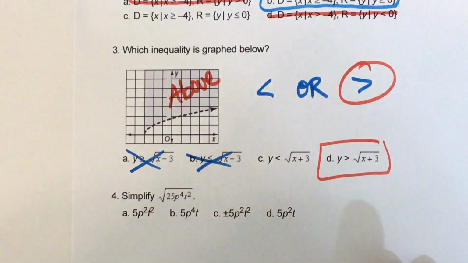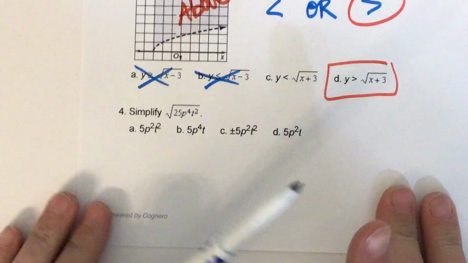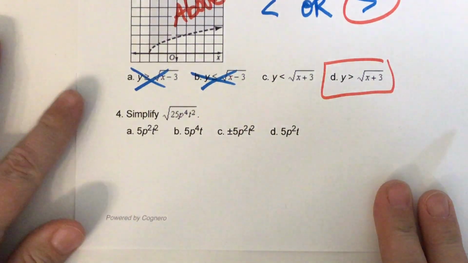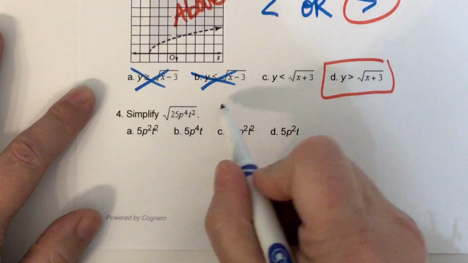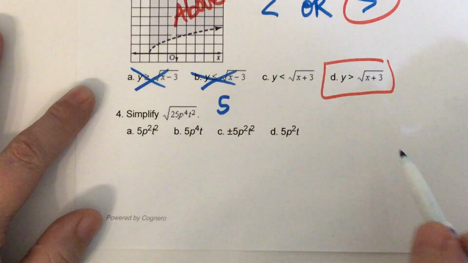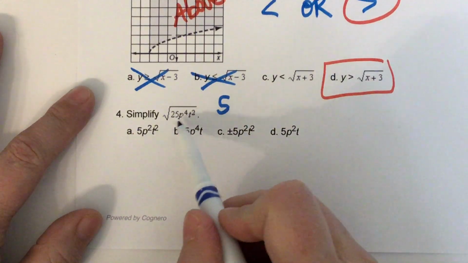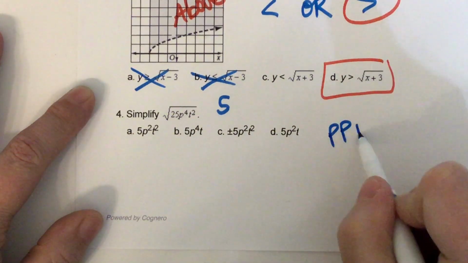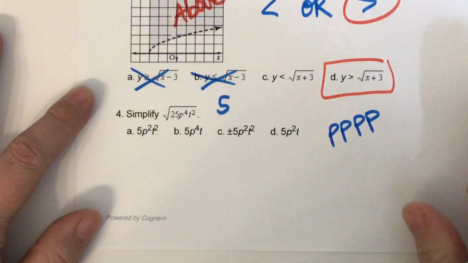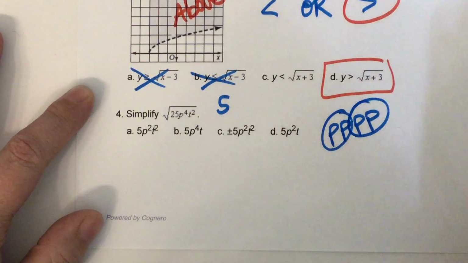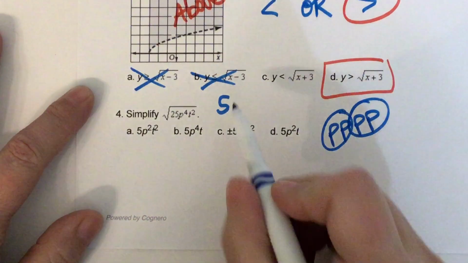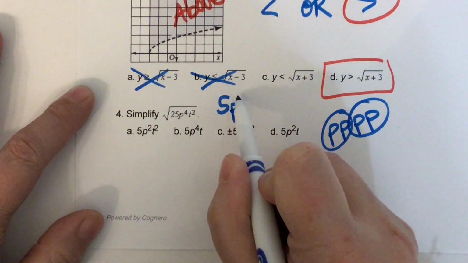Okay, number 4. We are working with a square root here. So the square root of 25, that comes out nice and pretty. That's just a 5. And then if you have 4 p's, remember with square roots, you're looking for groups of 2 or pairs. And we have 2 groups of 2 or 2 pairs. So 2 p's are going to come out.